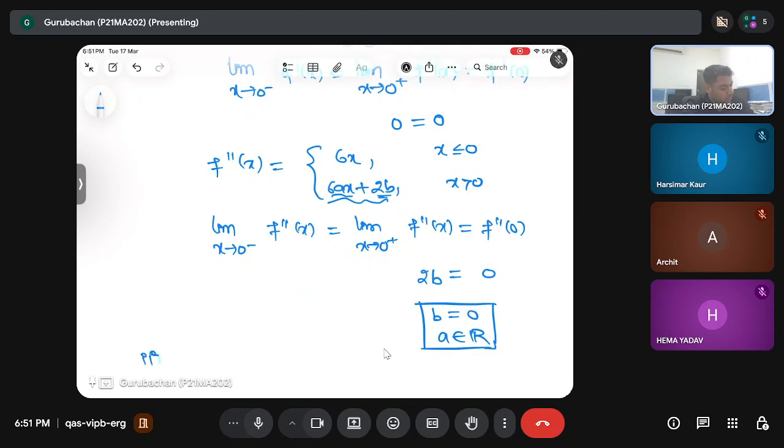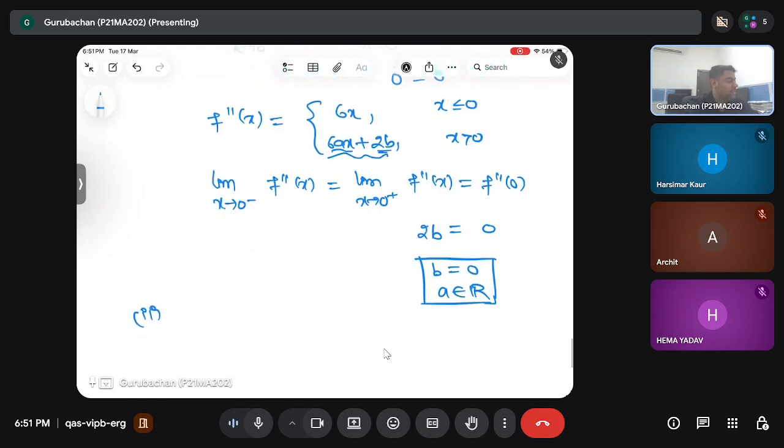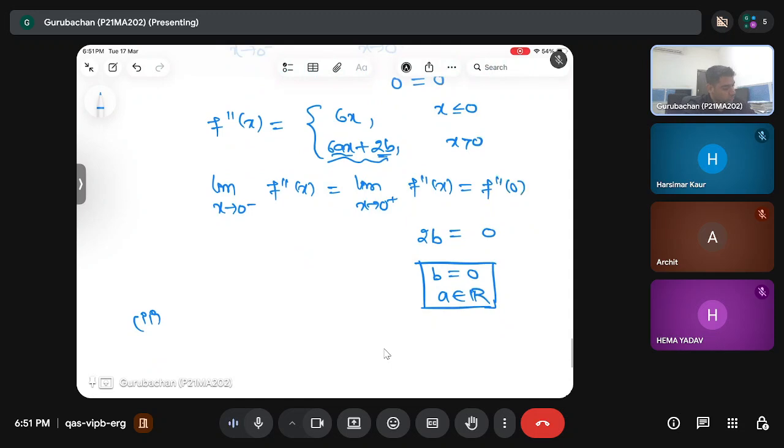Next part is, we have been asked whether x equal to 0 is an inflection point or not. So what is the answer for the inflection point? We need to check x equal to 0. What is the answer for the inflection point? Let me say, sir, go on, Archit.